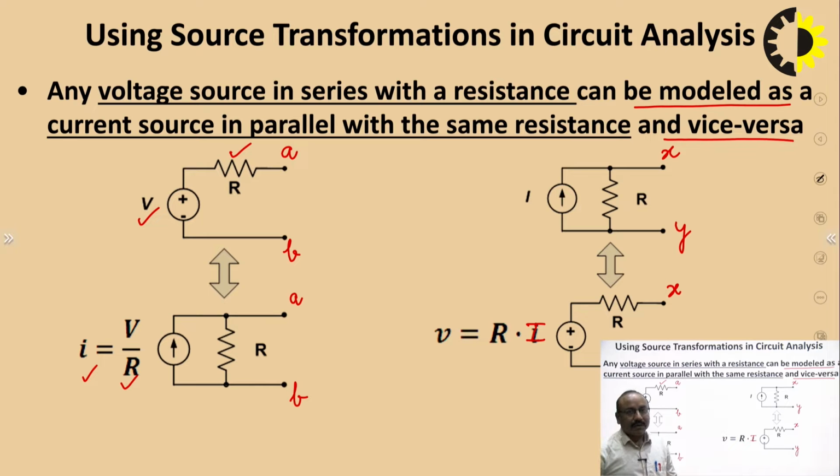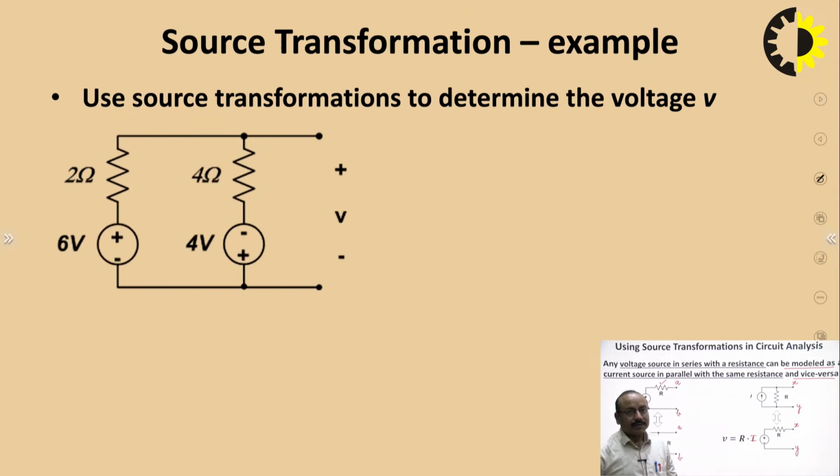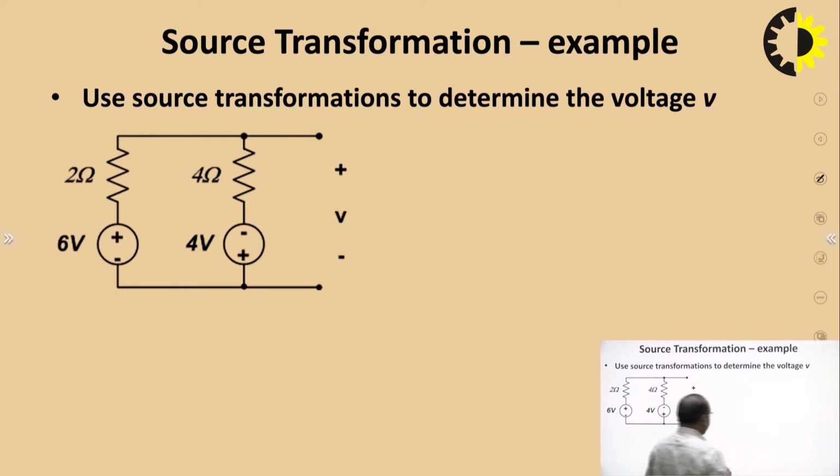Further, if we see some numerical examples of it, like here if we see in this question, we are to use source transformation to determine the voltage V. This voltage V is across these terminals, suppose these terminals are P and Q. Across these terminals, we are to find this voltage V using source transformation.